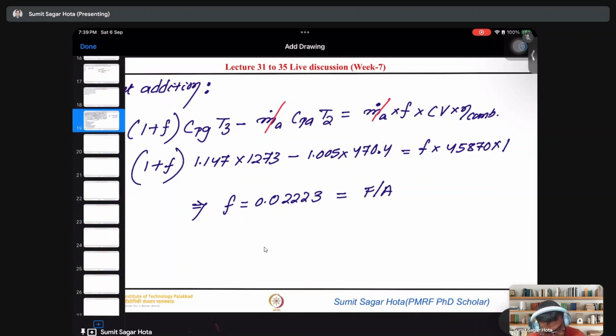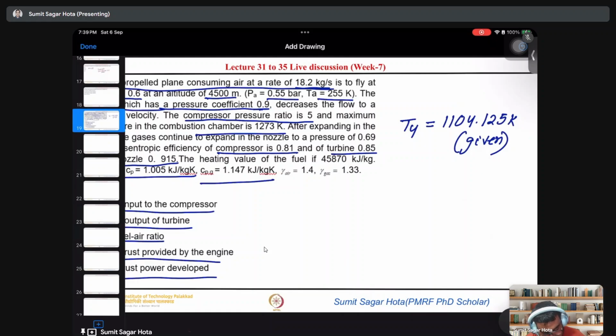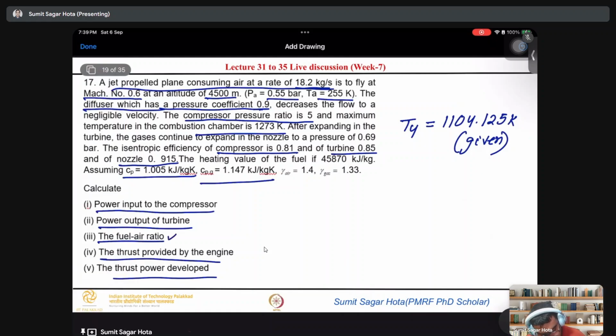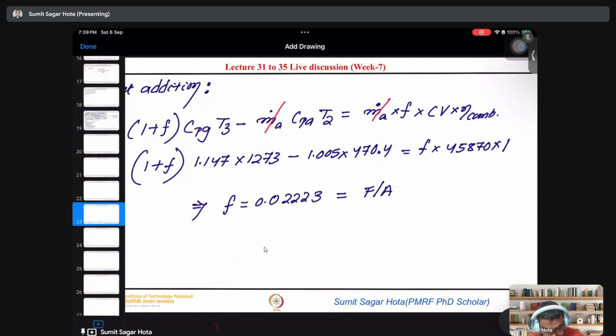In the question they asked what is the fuel air ratio. This we have now calculated. That is your answer.